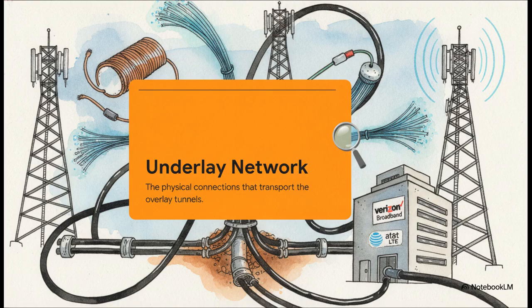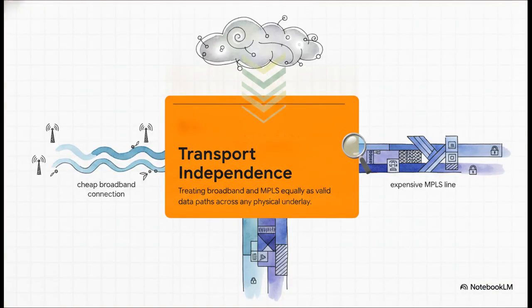Conversely, the underlay network refers to the literal physical connections transporting those virtual overlay tunnels. We're talking about the actual copper wires, the fiber optics, the cell towers. It's that specific MPLS circuit you bought, the standard broadband wire coming into the building, or the LTE signal hitting the antenna. And finally, tying those last two terms together, transport independence. This is that brilliant capability to run your intelligent overlay network across absolutely any physical underlay. It treats a cheap broadband connection and an expensive MPLS line exactly the same, as perfectly valid secure data paths to route your traffic.